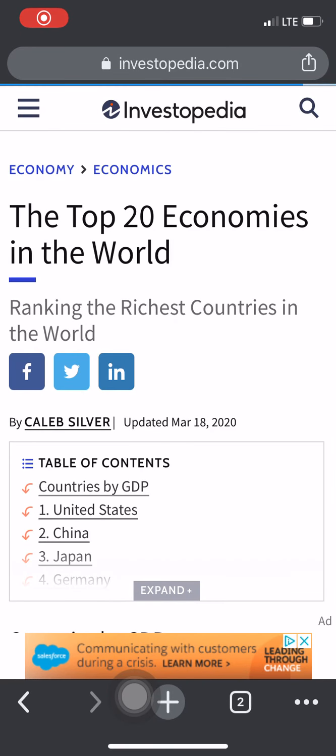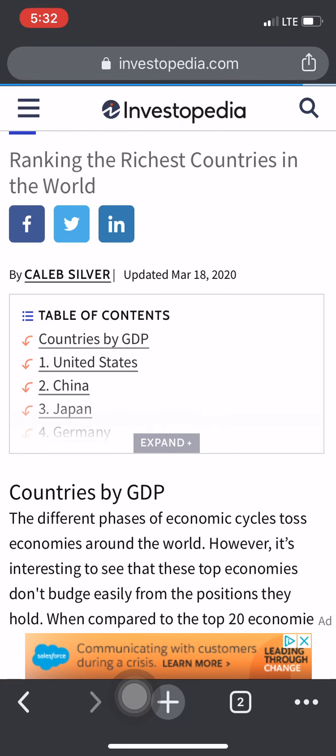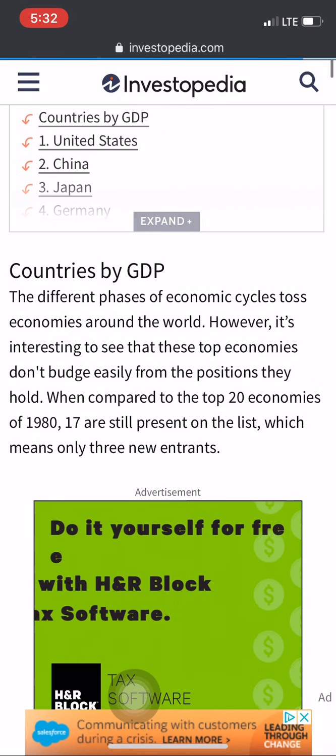Hello. Today I'll be talking about a very important concept in economics, which is purchasing power parity. We often hear that India is like the third largest economy or the fifth largest economy. So which one is true, right? There are two ways of measuring GDP of countries.